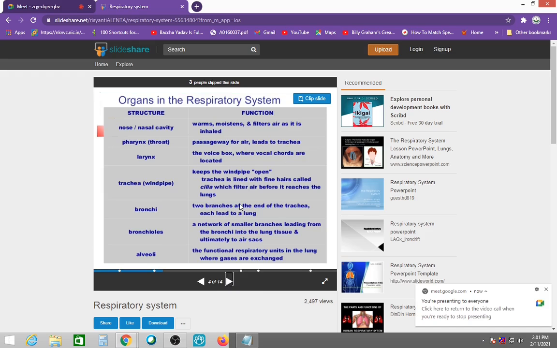These are the functions. I'm starting from the beginning again for whoever hasn't attended. You just see, these are the basic things, so you can learn yourself also. Today I will be teaching the diseases. Here the most important part is the alveoli, because this is where gas exchange takes place.